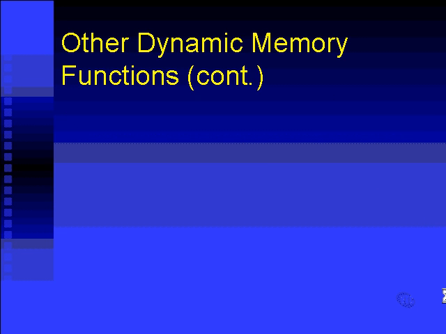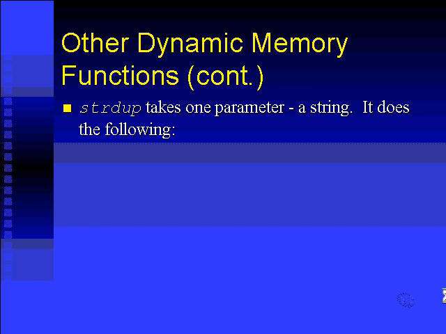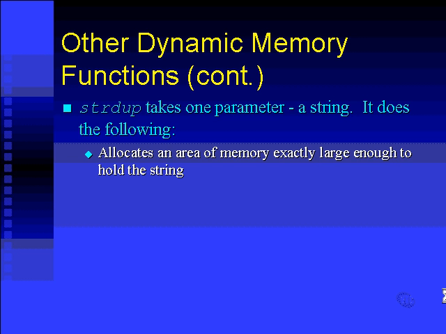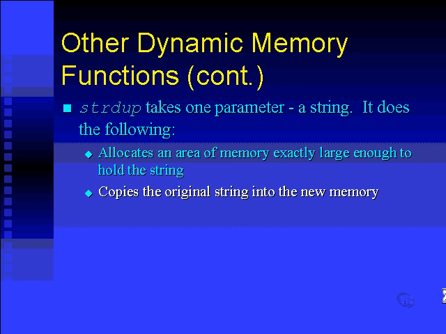Finally, we've got a function called strdup. This is a string function. String duplicate. That's what strdup stands for, string duplicate. It takes one parameter, a string, and it does the following. It allocates an area of memory exactly large enough to hold the string. So if the string is the word hello, hello is 5 letters plus 1 for a null. In other words, it will allocate 6 characters of memory, 6 bytes. And then it will copy the original string into the new string.